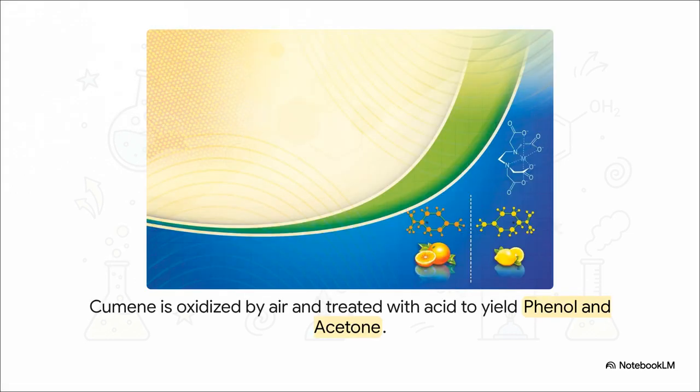So how does it work? Well, you start with this stuff called cumene. You hit it with some air, literally just air, to oxidize it. Then a little acid rearranges the whole thing, and boom, you get your phenol and you get acetone, which is another super useful chemical. A very clever and efficient process.